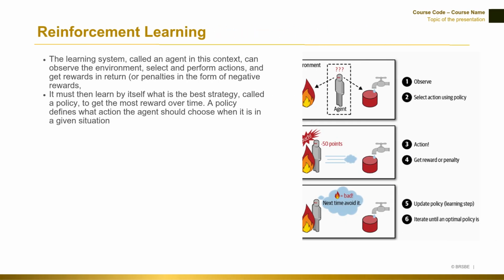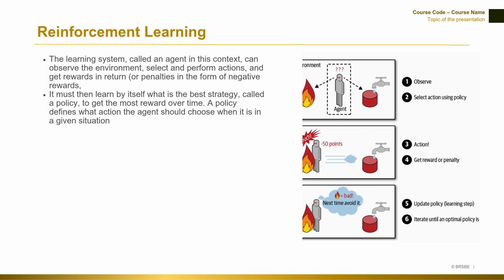In this slide, we focus on the concept of reinforcement learning, which is a distinct area of machine learning that emphasizes learning through interaction with an environment. Reinforcement learning is a type of machine learning where an agent learns to make decisions by taking actions in an environment to maximize cumulative rewards over time.